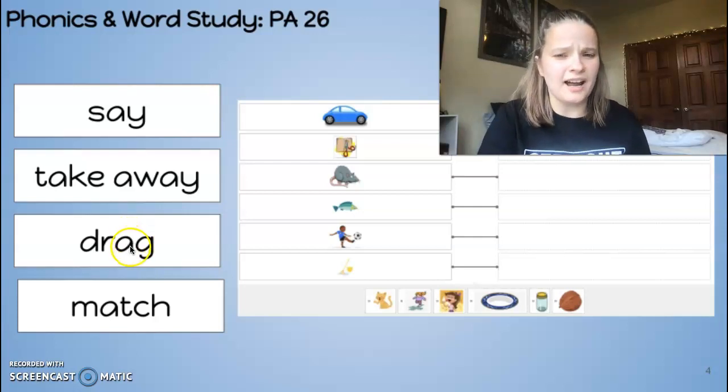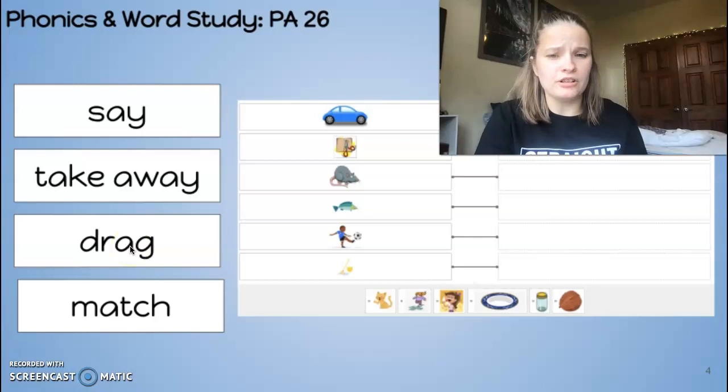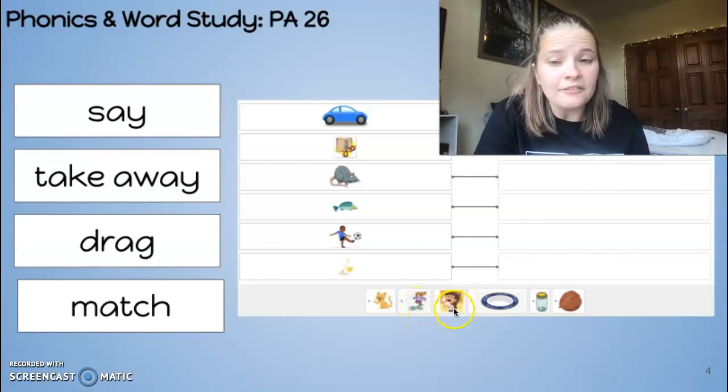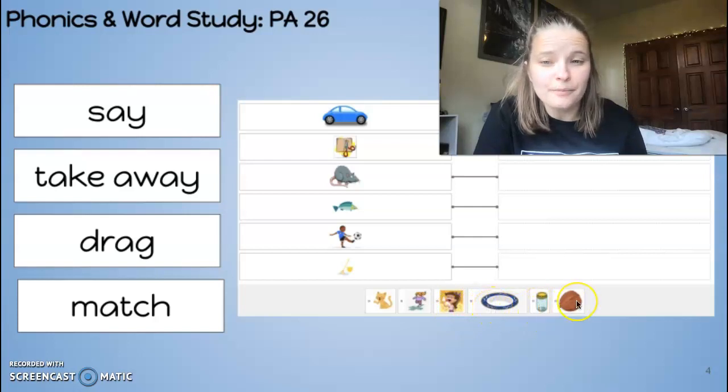I'm going to drag the picture at the bottom that has the same sounds at the end when I take away that first sound. So I have cat, I have hop, I have lick, dish, jar, and nut.